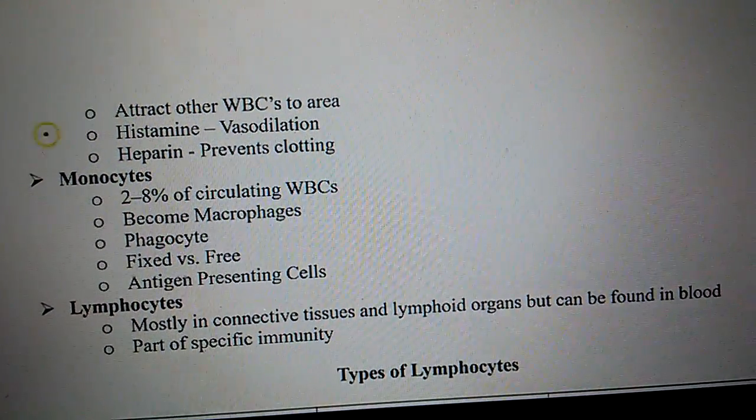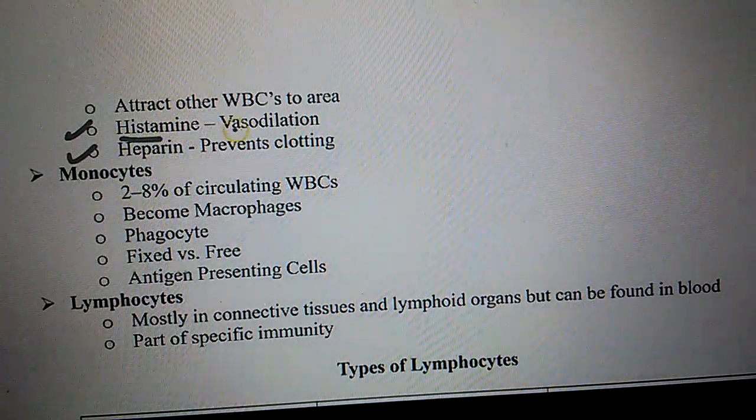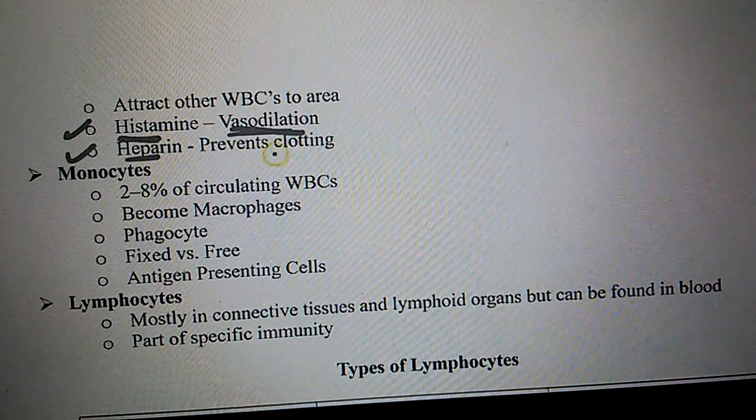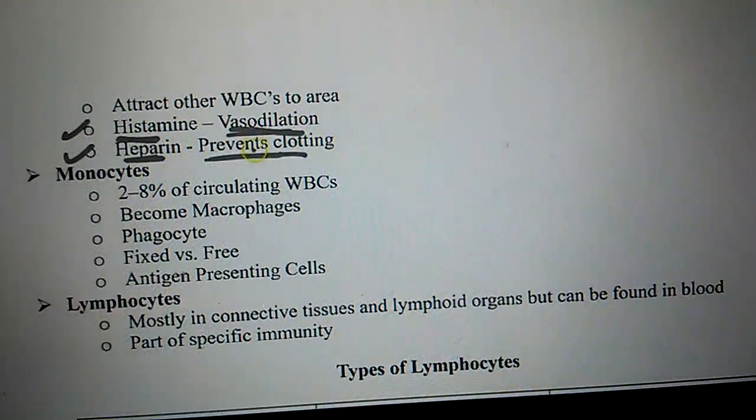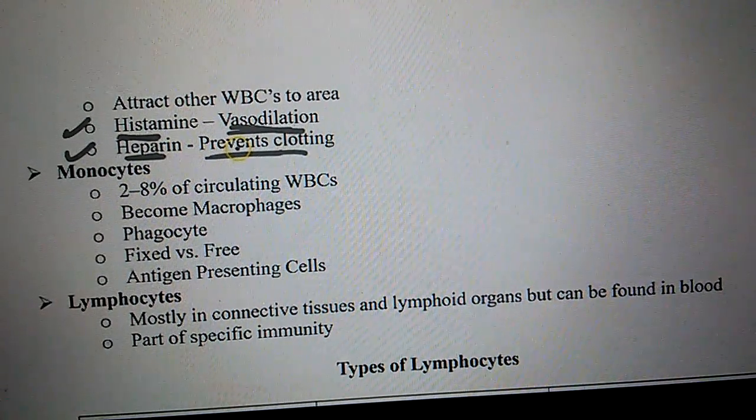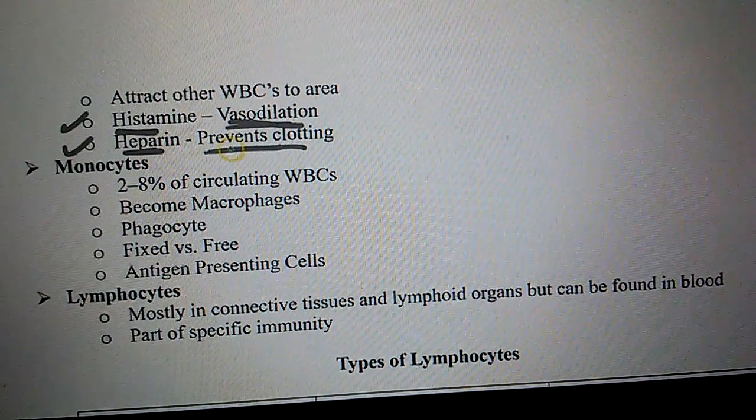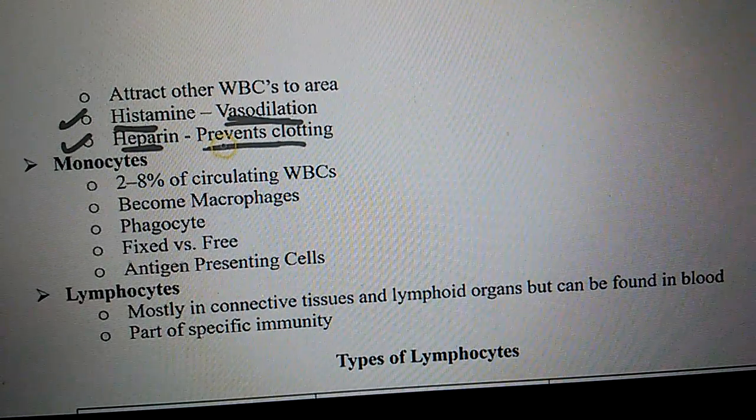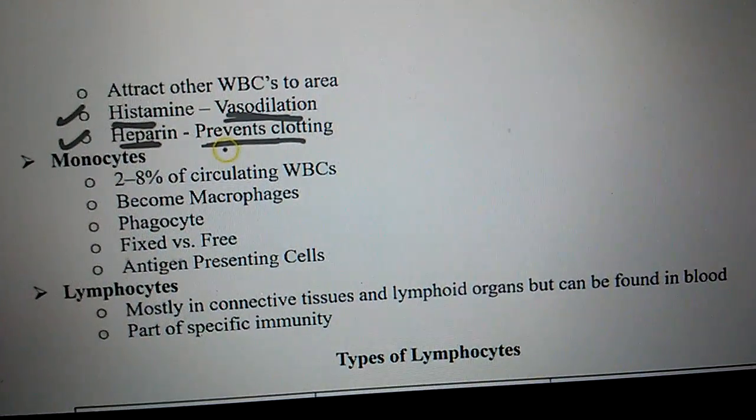What are the two chemicals found in basophils? Histamine and heparin. Does histamine cause vasodilation? Yes. Does heparin prevent clotting? Yes. What prevents clotting? Heparin. What causes vasodilation that is secreted by a mast cell? Histamine. Which is the least common white blood cell? Basophil.